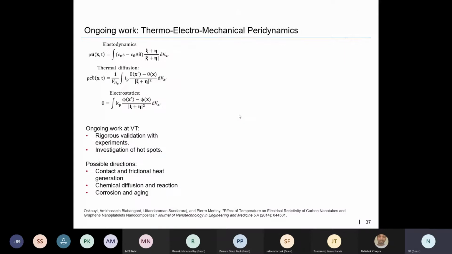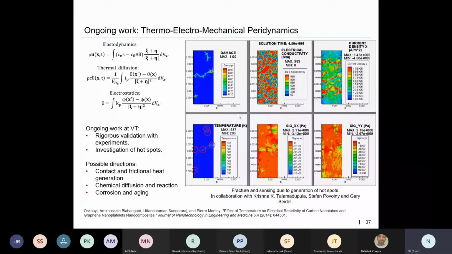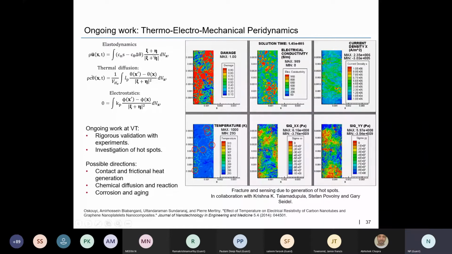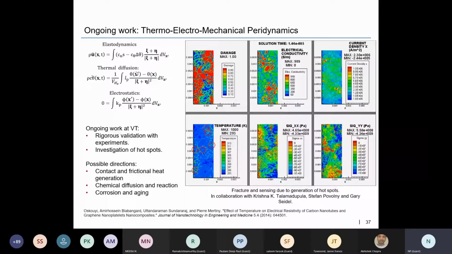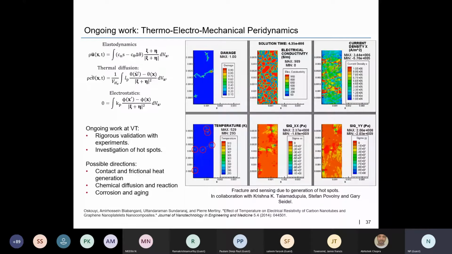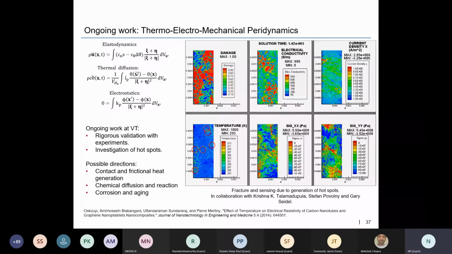So these are some of the simulations that we did, and I continue to collaborate a little bit with Dr. Seidel and some of his students, extending this work to not just electrostatics, but also a three-way coupling between elastodynamics, thermal diffusion (so heat transfer), and electrostatics. In fact, some of this work was recently published this month, and there's another paper in review based around this work.